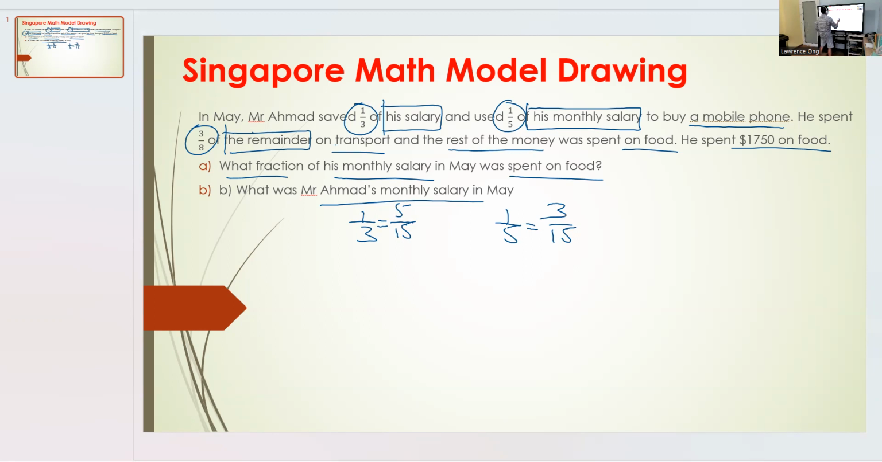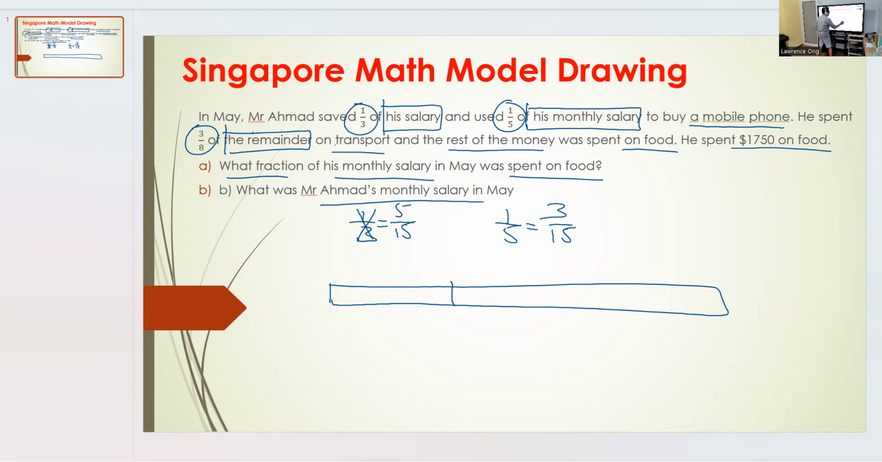So Mr. Ahmad saved one third, which is 5 over 15. So his salary has a total of 15 boxes. So let's cut into 15 boxes. So you have 1, 2, 3, 4, 5, 1, 2, 3, 4, 5, and 1, 2, 3, 4, 5, right? And he saved 5 units, 5 boxes. So you have to label, right? And then continue to read the next part of the sentence. And he used one fifth, which is 3 over 15. So he used 3 units to buy a mobile phone. And you continue to label. And you have drawn the first sentence already.